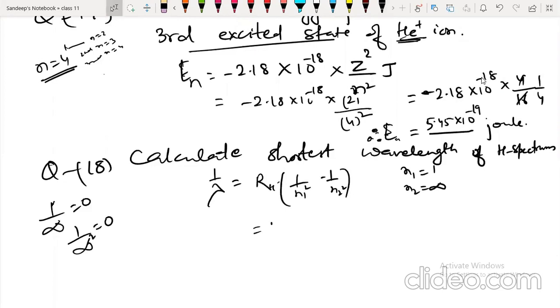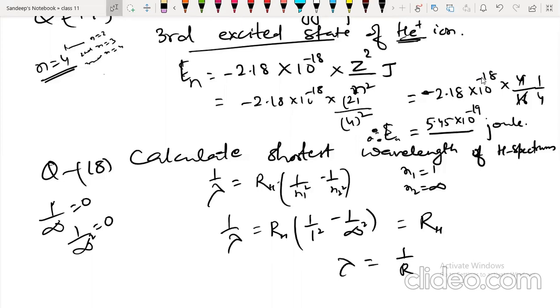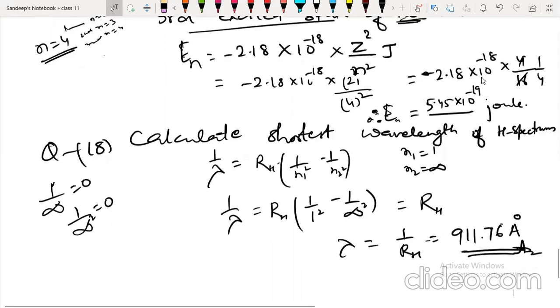So RH 1 by 1 square minus 1 by infinity square. So it is simply RH. 1 by lambda is equal to RH, so lambda equal to 1 by RH. Yesterday I gave you the trick. 1 by RH is 911.76 angstrom. So this is the shortest wavelength of hydrogen spectrum. Note down.